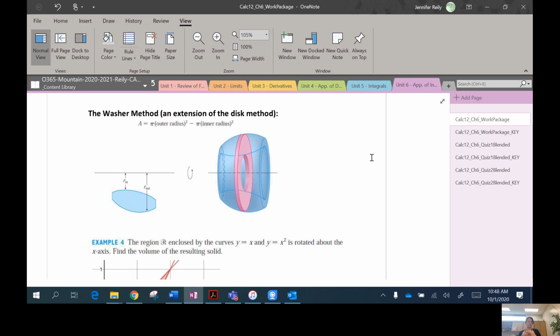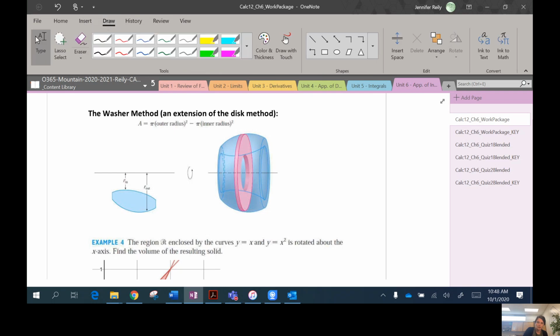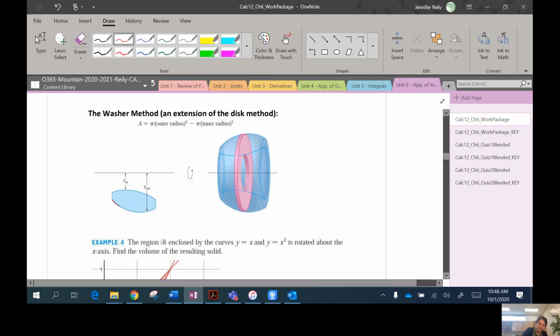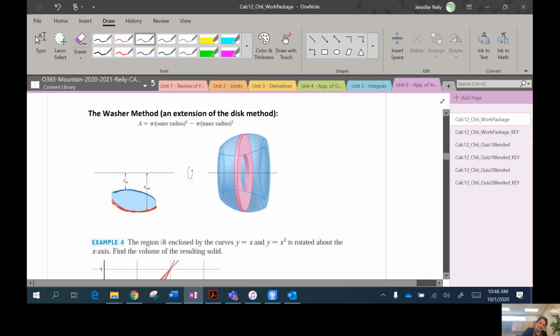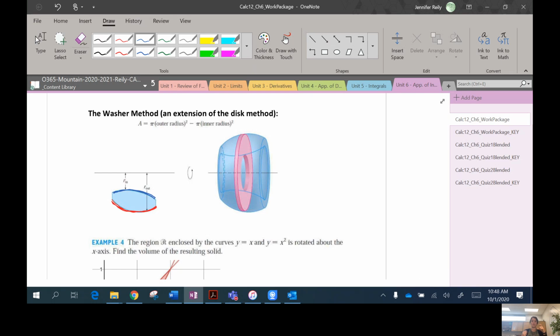Now we're going to be rotating an area between two curves instead of just one curve, and still rotating it around a line in order to create a solid 3D shape. So this time we're going to have two curves, like I said. So we're going to have an outer curve, one that's farther away from the line of rotation, and then an inner curve, one that's closer to the line of rotation, okay? And when you rotate it around, you create what's called a washer.